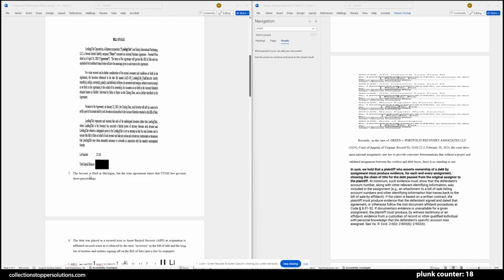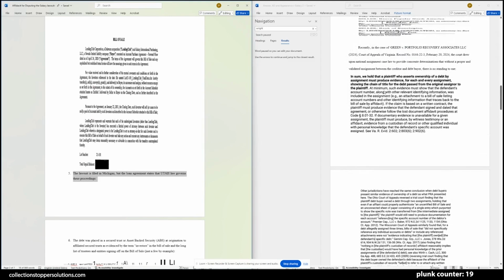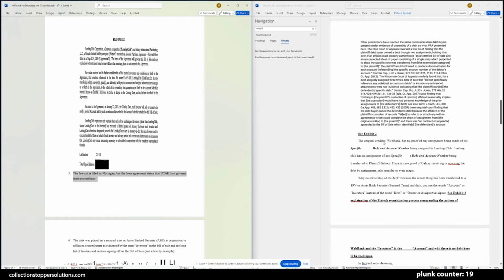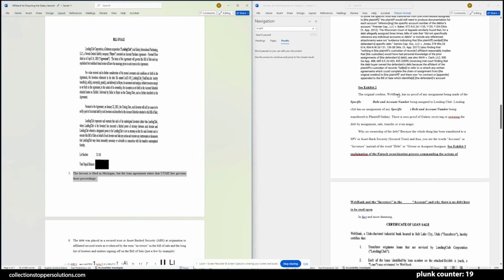This one, again, is the lawsuit is filed in Michigan, but the loan agreement states that Utah law governs these proceedings. So I haven't done that in my answer. I'm going to do that so I can show you evidence of plunking. Oh, we mentioned the Green case. Green case is on hold, but the law that got the Green case to that great favorable opinion for all of us still exists. It's always good law. Just the actual opinion is on hold.